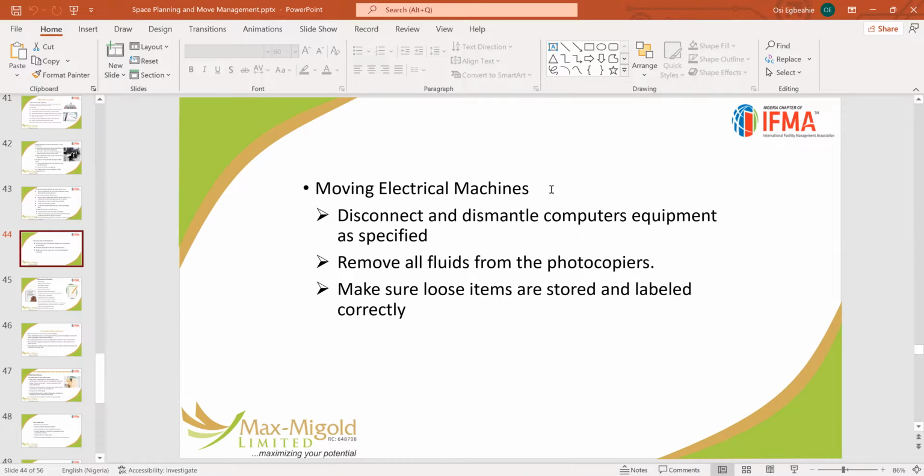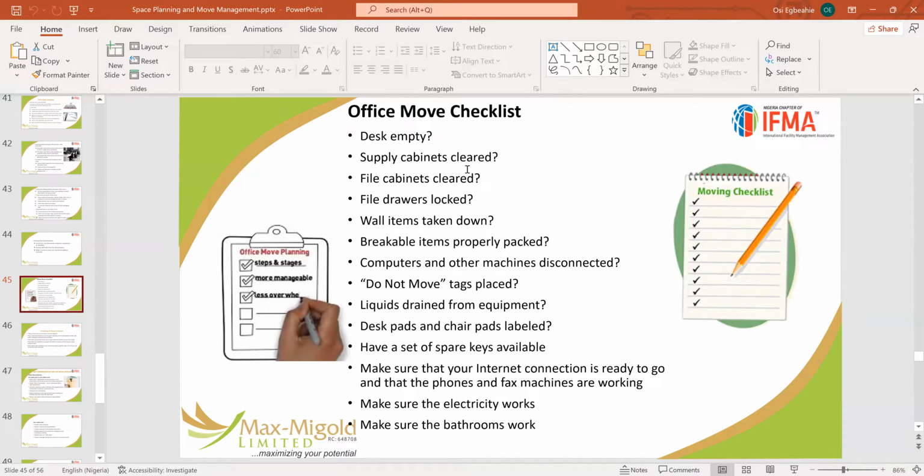Moving electrical machines. Disconnect and dismantle computer equipment as specified. Remove all fluids from the photocopiers. Make sure you keep them properly, and make sure the loose items are stored and labeled correctly to ensure that things don't just get missing and are in the right state by the time you put them back. Office move checklist.